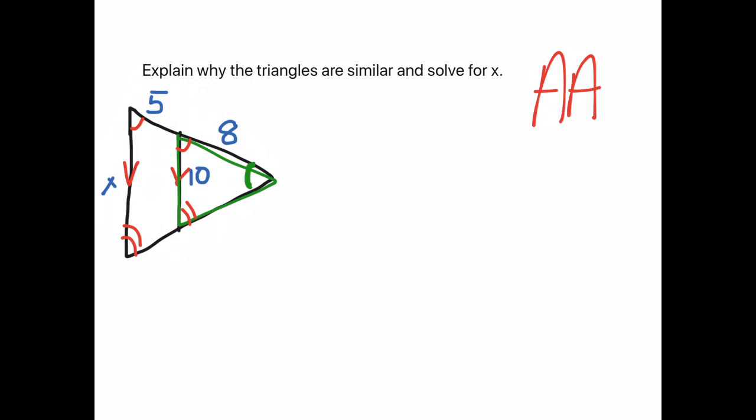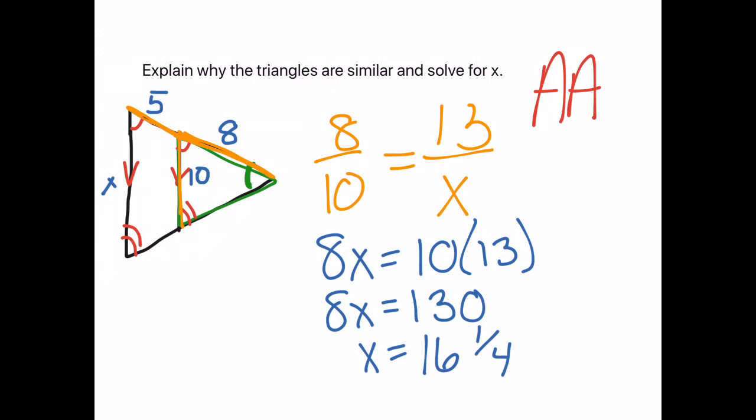And remember, when you set up your proportion, you just have to be consistent. So if I start with the green small triangle and I want to do the top over the side, 8 over 10, when I go to the large triangle, I have to do the same thing. But in this case, the top is 5 plus 8. So we'd have 13 over the side of x. And then we use our cross product property and solve for x. And what we get is that x equals 16 and 1/4.